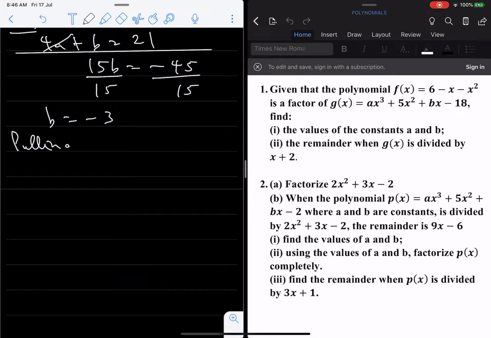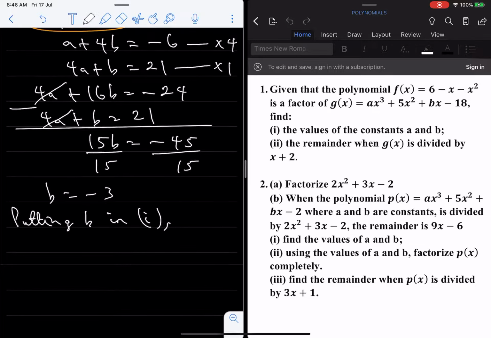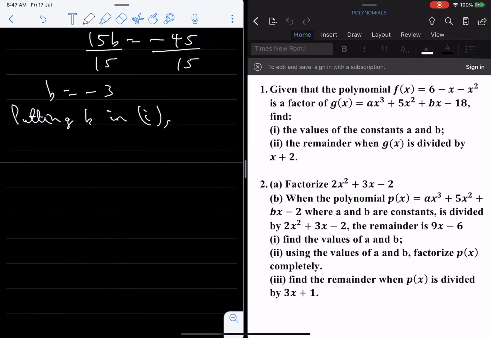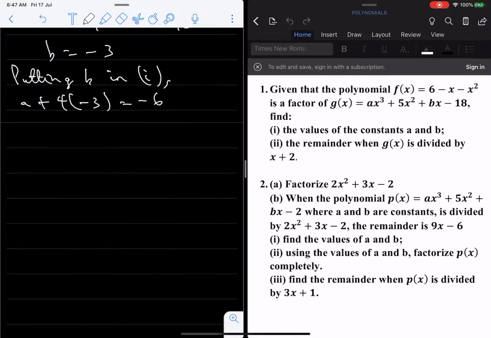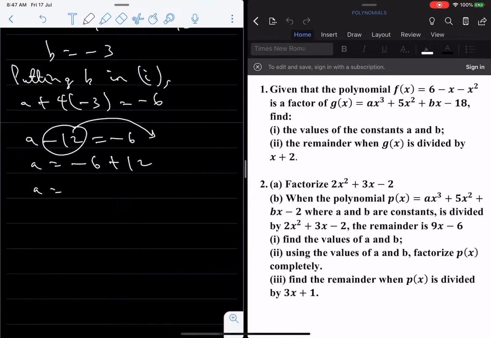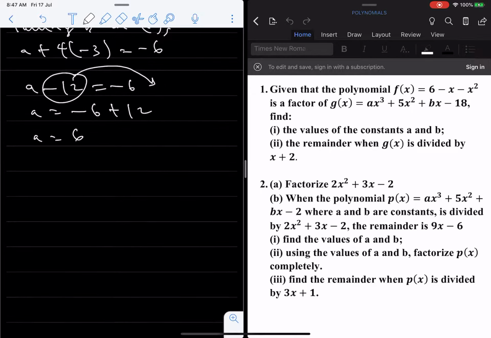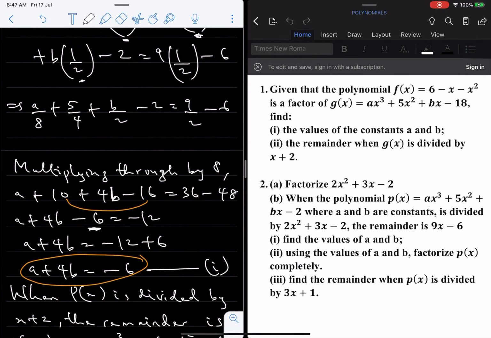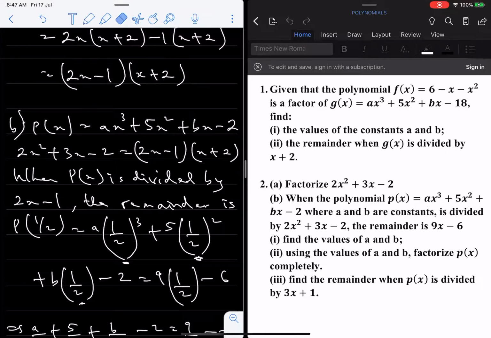Putting b in any one of the two equations, I've chosen to put it in 1. Putting b in 1, a plus 4b equals minus 6. That means a plus 4 times minus 3 equals minus 6, which means a minus 12 equals minus 6. And that means a equals minus 6 plus 12. When minus 12 goes to the right hand side, it becomes plus 12. And that means a equals 6. So that answers question B, Roman figure 1.